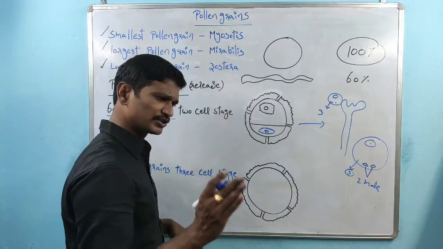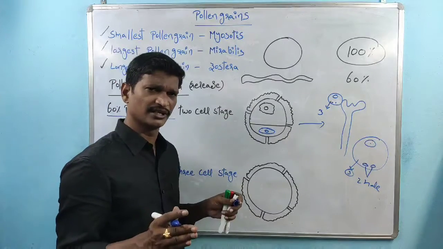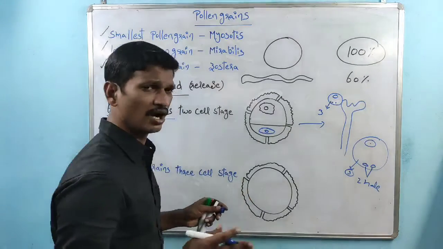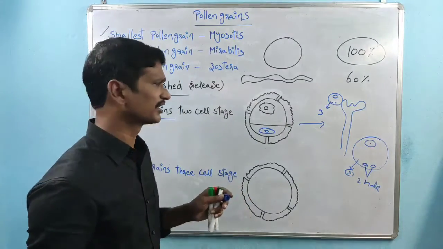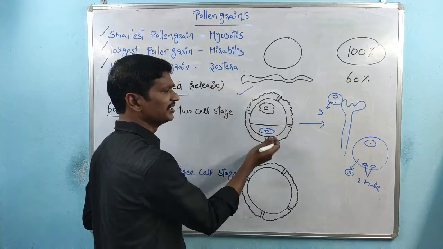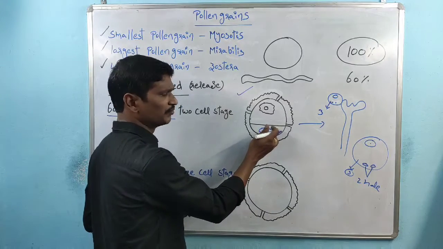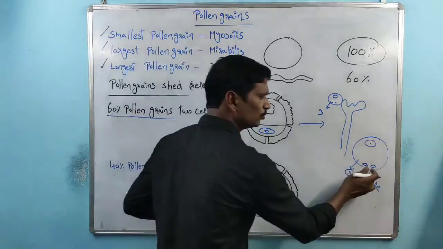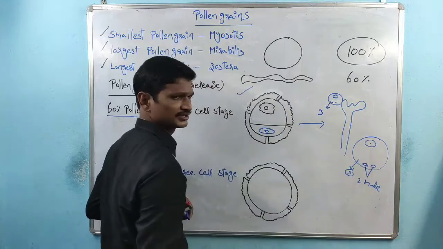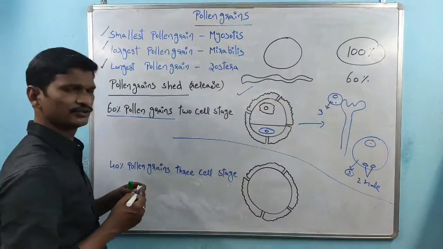So the pollen grain must exhibit the three cell stage. In the majority of pollen grains, most of the plants release pollen grains in two cell stage. After the releasing process, the generative cell undergoes mitosis and produces two male gametes. So the two cell stage is modified into three cell stage. So 60% of the pollen grains are released in two cell stage.